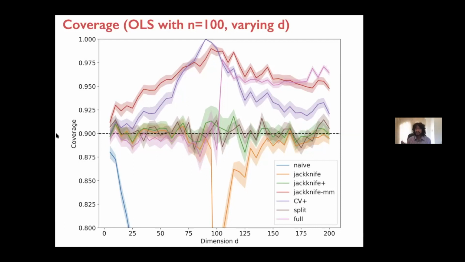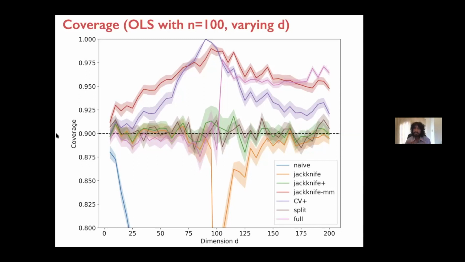CV plus is a k-fold version of this. You can ask, do I have to leave one out? Can I do a k-fold version? And the answer is yes. It turns out that the k-fold versions tend to overcover. Those are the purple plots that have larger coverage than you'd expect. Split is in brown. It overlaps with green, so it has coverage basically at 90% the whole time. This is what we expect. Again, we can prove that we'll get 90%.